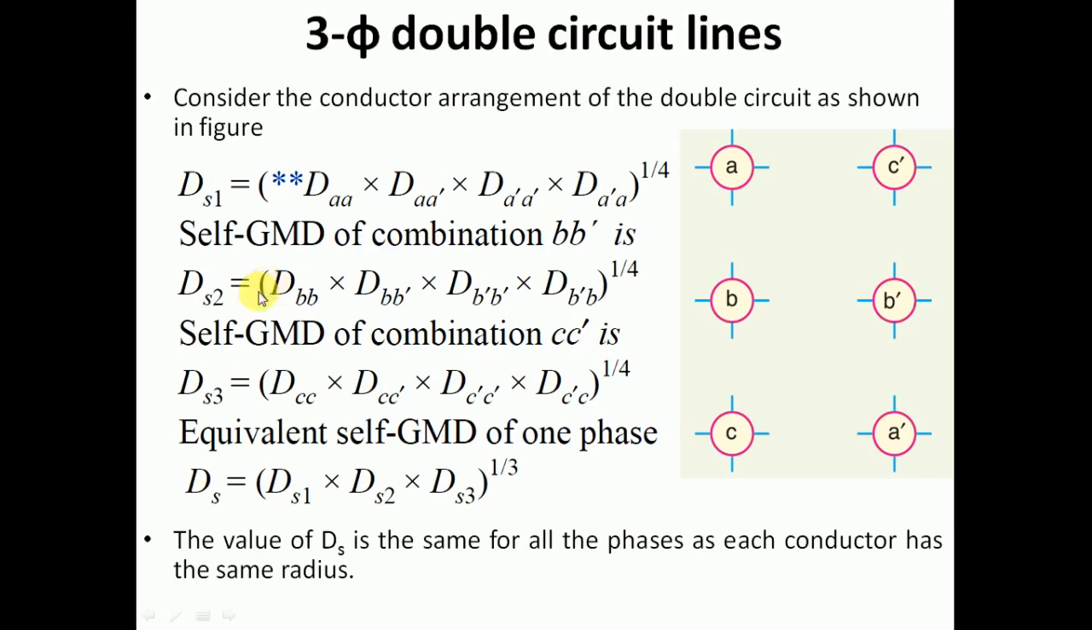Similarly, we can write the self GMD of the other two combinations also, that is, of phase conductors B and of phase conductors C. As the distances between these phase conductors are not equal, this is actually an unsymmetrical arrangement. So definitely there will be transposition. Hence the equivalent self GMD of a particular phase can be obtained by taking the cube root of the product of these three. It is indicated here.